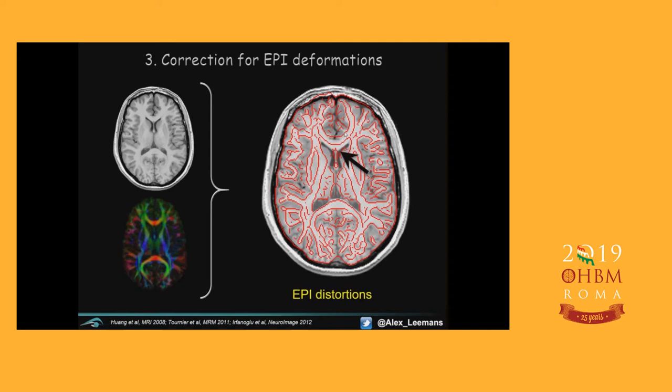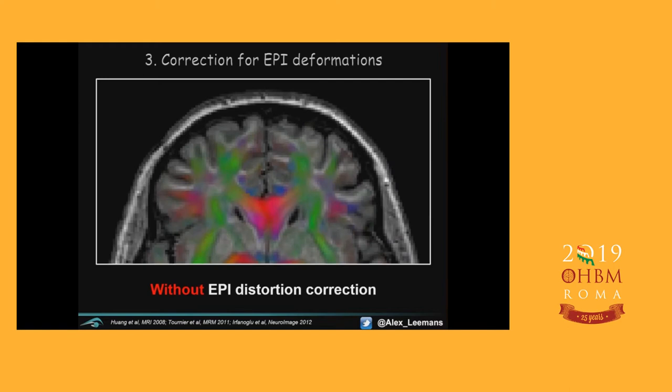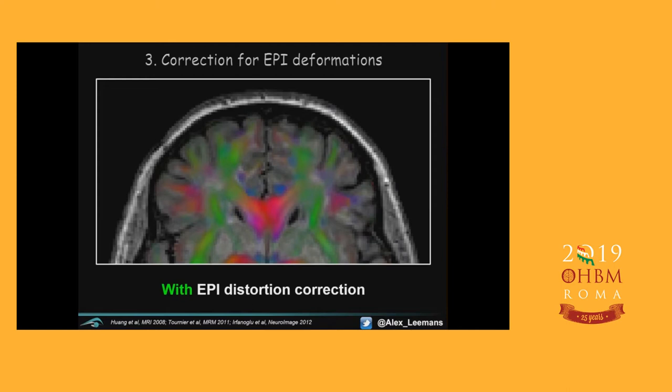And that's because it's highly nonlinear, right? So you can't really deal with that from an affine or rigid point of view. You need more elastic registration approaches to do that. So I'm just going to show you again before and after. So this is without correction. So this is rigidly aligned. And this is aligned properly with the EPI deformation.